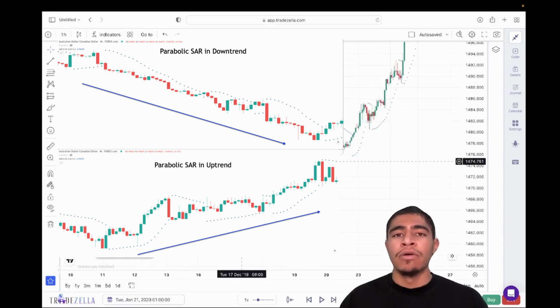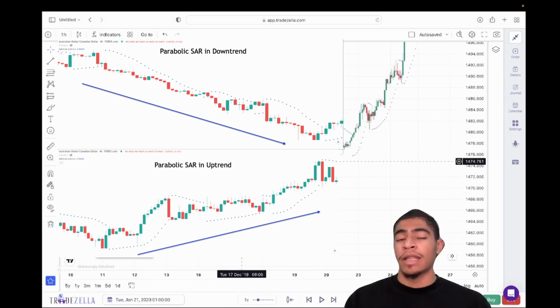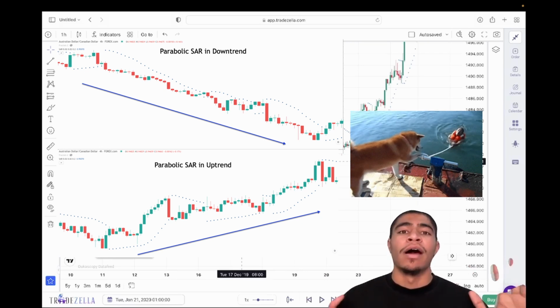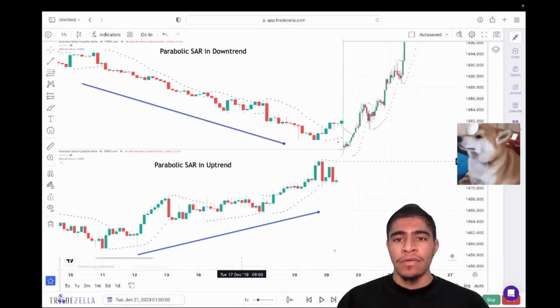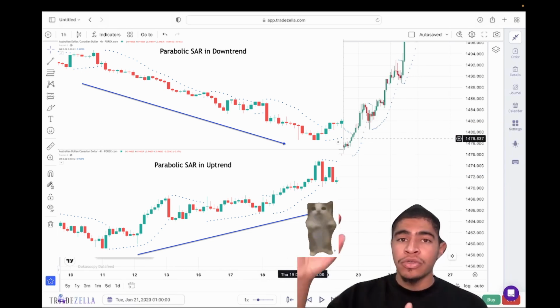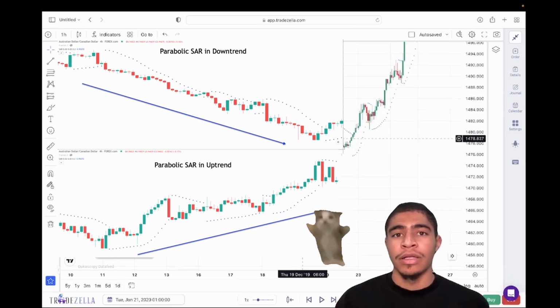Now, as you guys know, indicators aren't 100% accurate. It's like a helping hand. It's not guaranteed to work 100% of the time. It works in certain cases. For example, this indicator only works in an uptrend or a downtrend. That's the best place to use the Parabolic SAR.